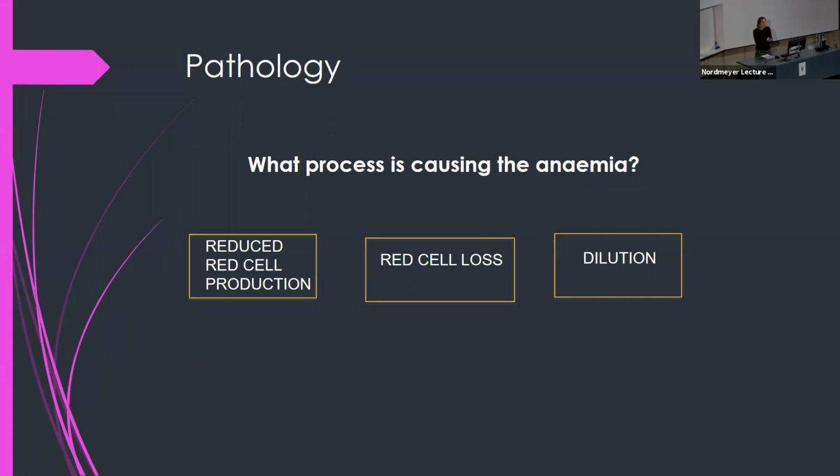So is it that the bone marrow is not functioning? Is it that there's red cell loss and the bone marrow is working overtime to counteract that? Or is it just that there's a big spleen and there's dilution, in which case the retics would probably be normal.